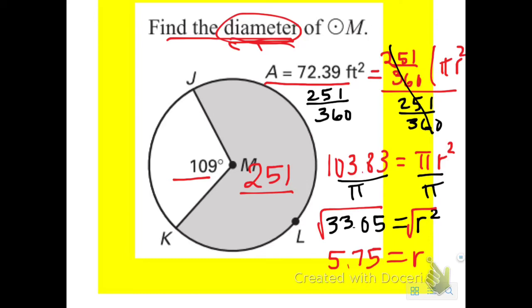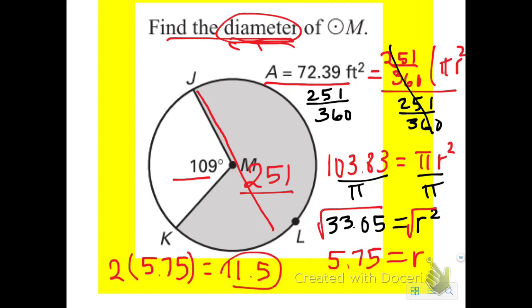I want the diameter. So if the radius equals 5.75, then the diameter would have to be twice that, because it takes 2 radii to make a diameter. So I would say 2 times 5.75, and that's going to give me my diameter. So that tells me that the diameter is 11.5. So now I've answered that question.